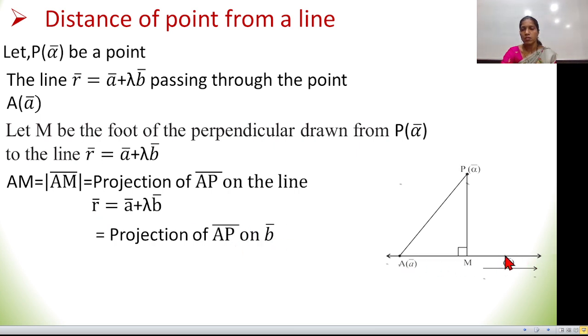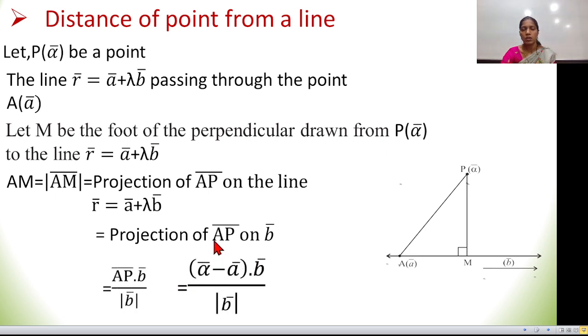We know that this line is parallel to vector b bar. So the projection of AP on b bar is the dot product AP bar dot b bar divided by the magnitude of b bar. Now we write AP bar in position form. The position vector of AP bar is the terminal point position vector, alpha bar, minus the initial point position vector, a bar, dot b bar divided by the magnitude of b bar.